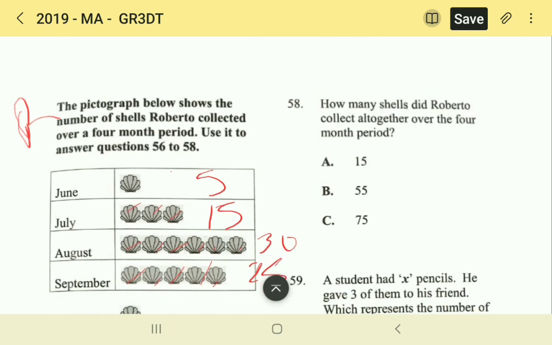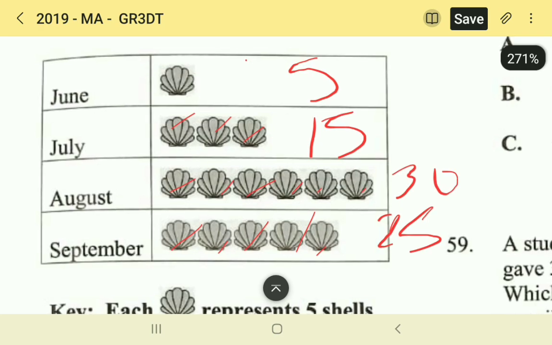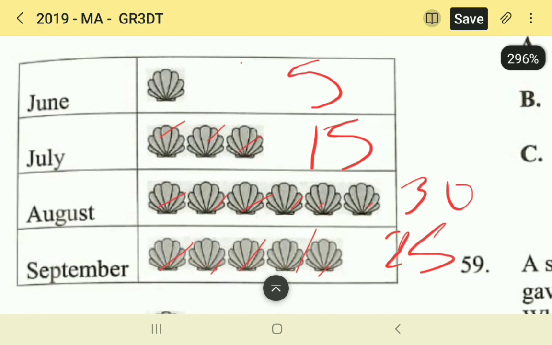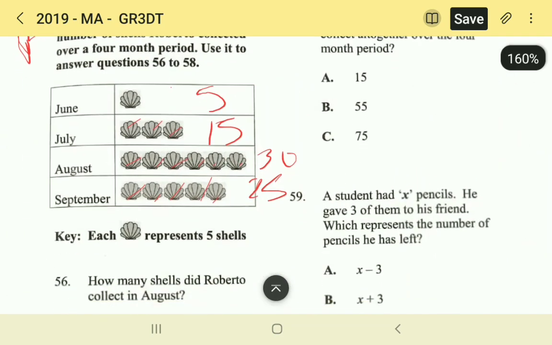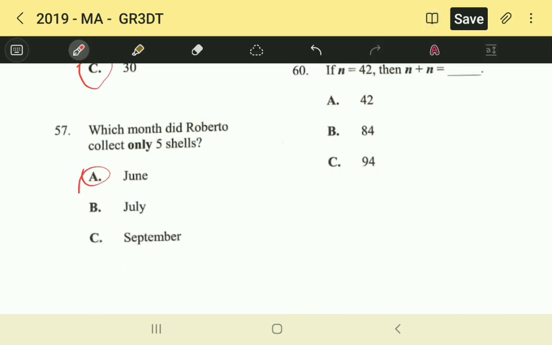Which month? It's only 5. So the 5 is what we're looking for. Shout out loud and strong, girls. Louder than that. I know you have a stronger voice. Come on. Louder. June. Good job. So it's in the month of June that he collected only 5 shells.